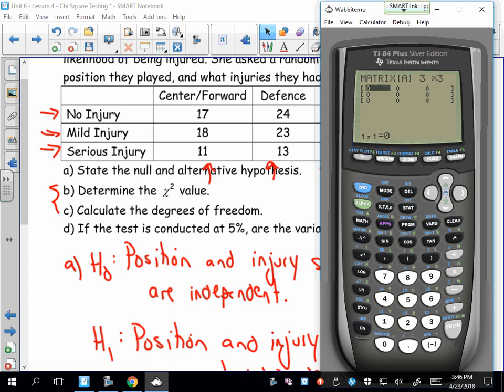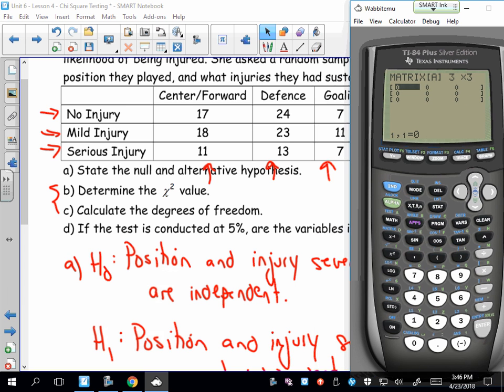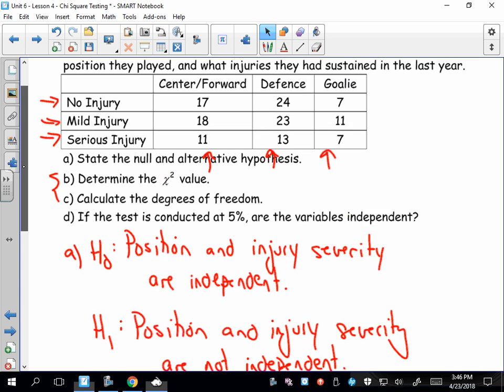Okay, we're going to type in the data that we have, the table of numbers. So we have 17, 24, 7, 18, 23, 11, 11 again, 13, and 7. Okay, check your numbers, make sure they're all right. And again, as I said, you can always go back up if you need to and change something if it was wrong. Mine look all right. Okay, so our data is in.